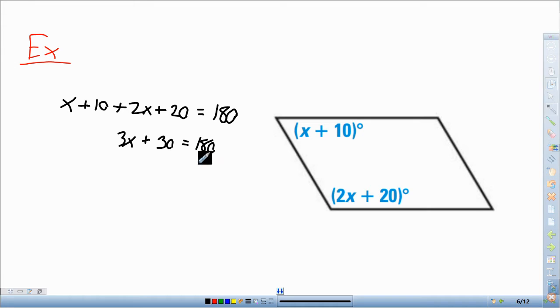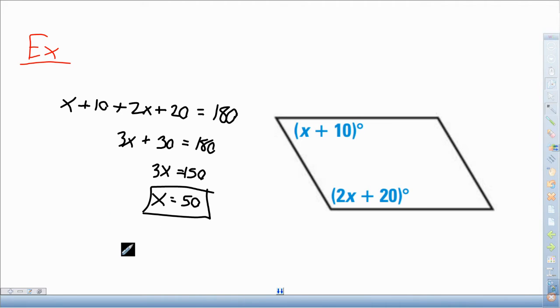180 on the right. Again, I'm going to do this in my head. Subtract 30 from both sides. I get 3x equals 50, or sorry, 150. And then divide 3 into both sides. x equals 50. I kind of got ahead of myself. All right, and yeah, there it is. For this thing to be considered a parallelogram, x must equal 50. If x doesn't equal 50, this thing is not a parallelogram.